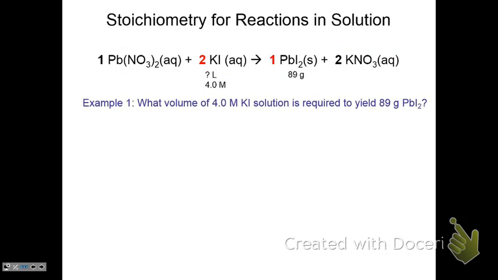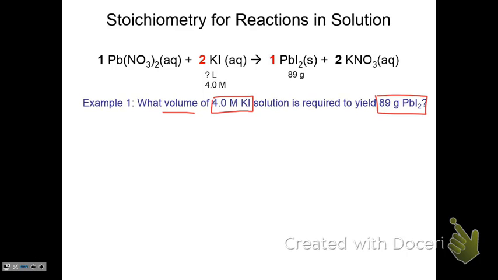The first thing we're going to do, before we even read our problem, is double check to make sure that my chemical reaction is balanced. In this case it already is. So I can go ahead and read my problem. It says, what volume of 4.0 molar potassium iodide solution is required to yield 89 grams of lead iodide?